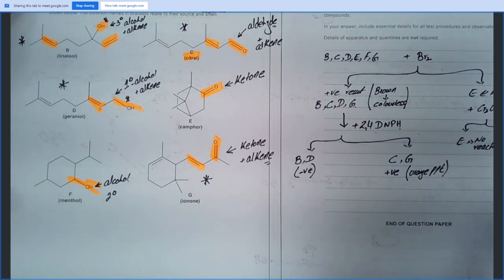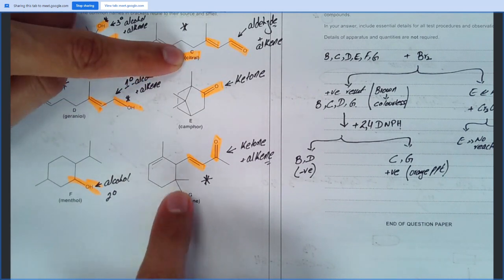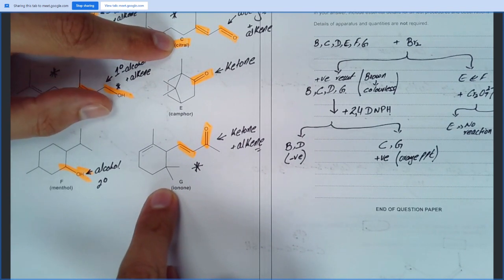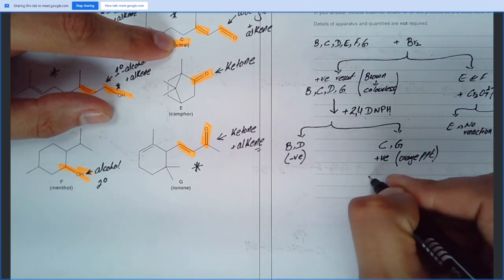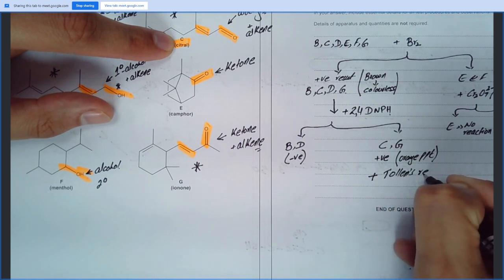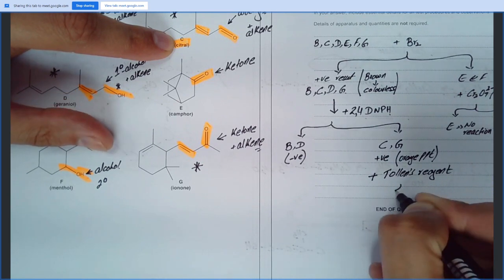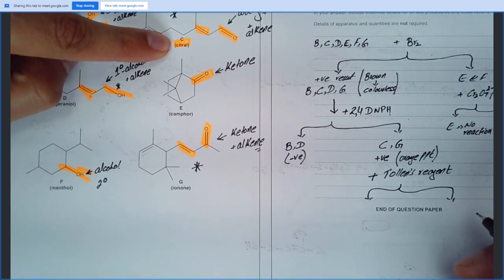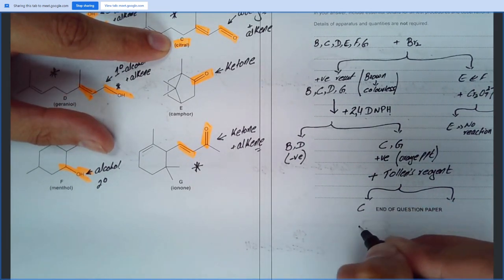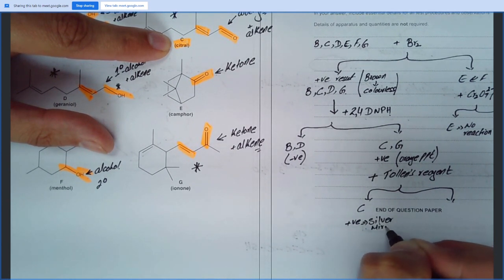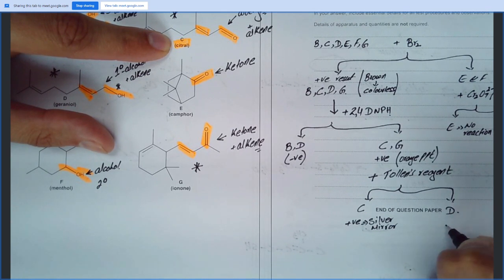Now, if you look at C and G, one is an aldehyde and the other one is a ketone. How do we differentiate between aldehydes and ketones? I'm going to add Tollens' reagent. And when I add Tollens' reagent, what will happen? In case of C, because it's an aldehyde, it will form a silver mirror. With C, it will be a positive test and will form a silver mirror. With G, there will be no reaction. Are we happy so far?